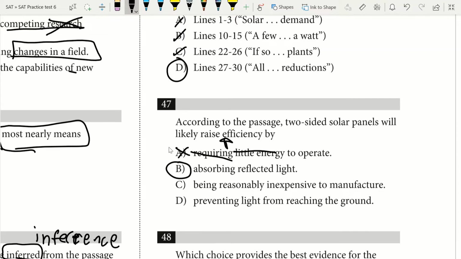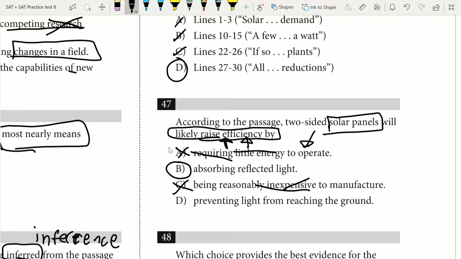C, being reasonably inexpensive to manufacture, we never say that. Also, if it was inexpensive to manufacture, that's not going to raise efficiency. That's a key part here. We're talking about raising efficiency. How's it going to do that? Well, requiring little energy to operate is not going to raise the efficiency of the solar panel. That would lower our costs, but it's not going to raise efficiency. Neither would being inexpensive to manufacture.